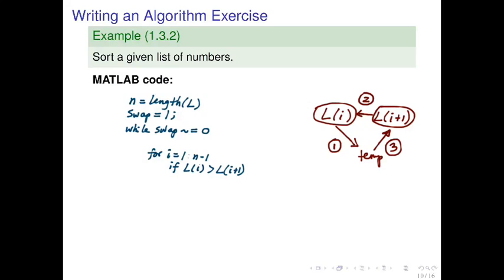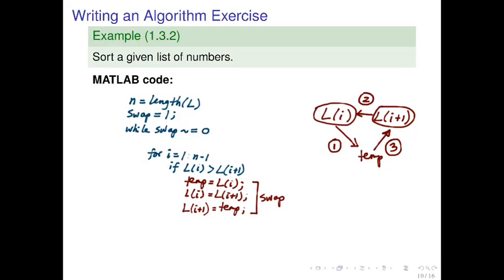Okay, so in that diagram, it corresponds to the following code, where we let temp have whatever the value of L_i is, and now L_i is free, so we can give it the value of L_{i+1}, and now L_{i+1} is free, so we can give it the value of temp, which really was the value of L_i. Okay, so these three steps right here correspond to swapping.